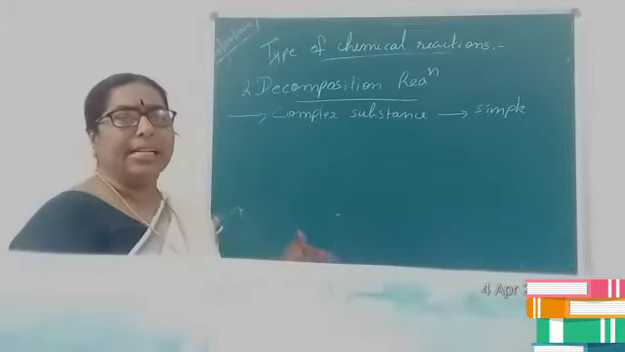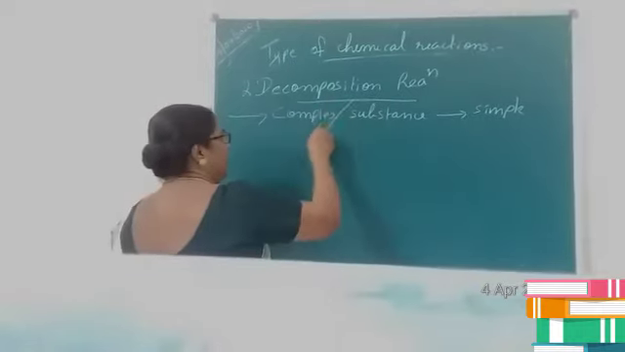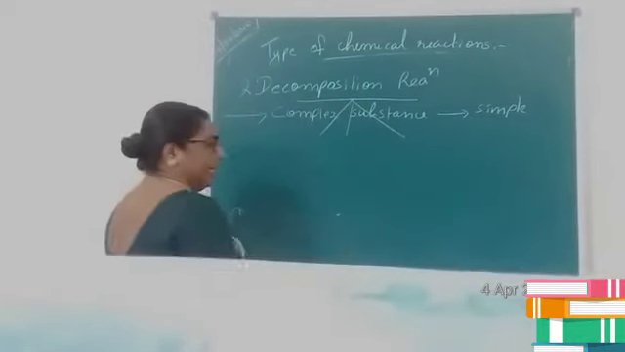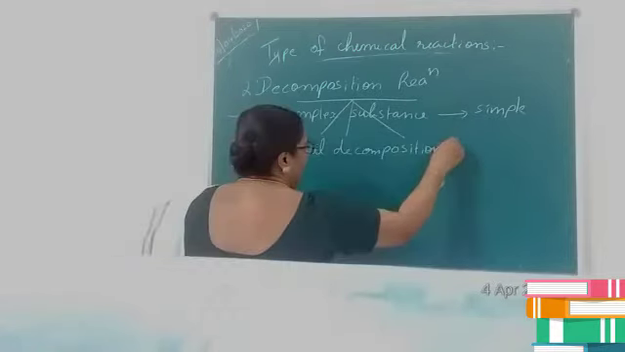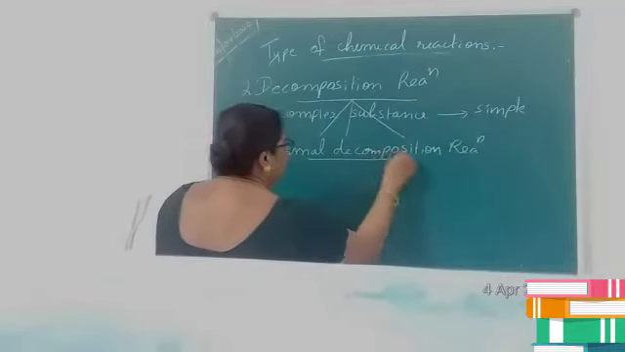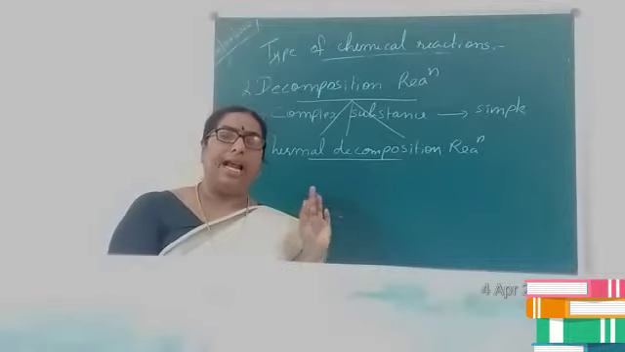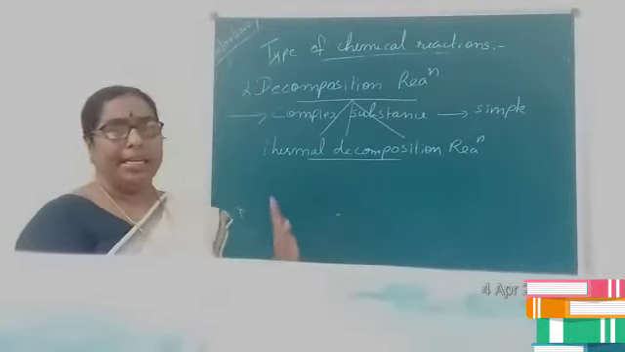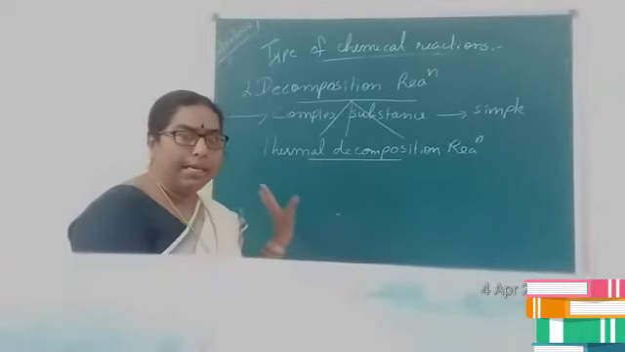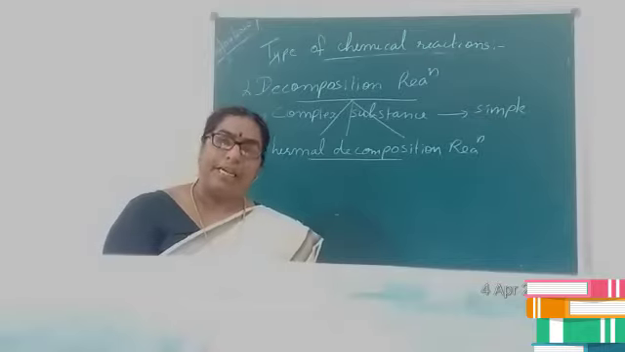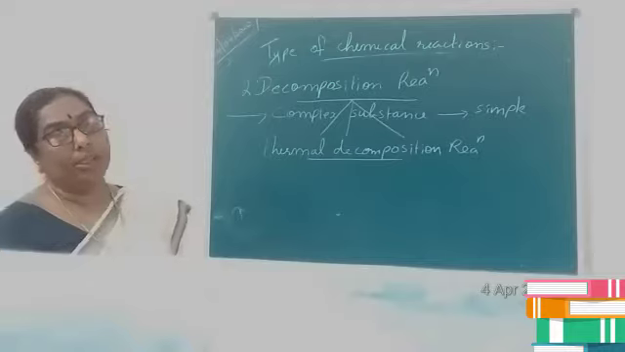This decomposition reaction takes place under different conditions. Generally, we can divide decomposition reactions mainly into three types. The first one is termed as thermal decomposition reaction. As the term indicates, thermal means heat. So thermal decomposition reaction means the decomposition reaction which takes place in presence of heat. Is it clear? The breakdown of a complex substance in presence of heat, resulting in the formation of simple substances, is termed as thermal decomposition reaction.